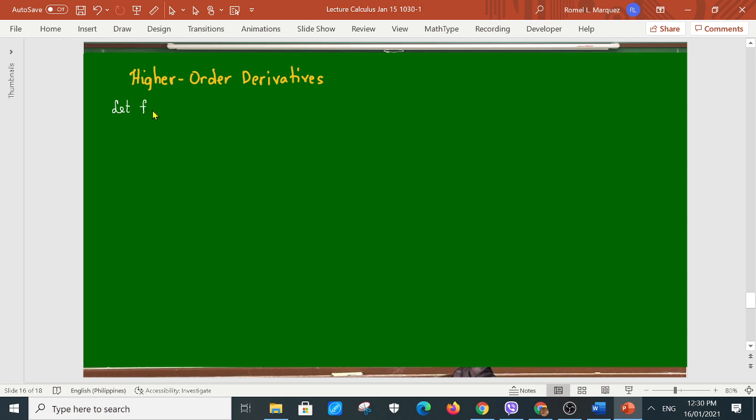Let's say f prime, f double prime, f triple prime, and so on until we have f. And then if you have more than 3, you cannot write it as prime. So you enclose a number here and then parentheses put on top.